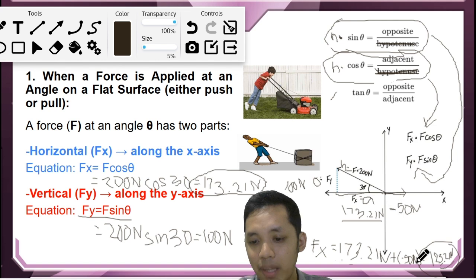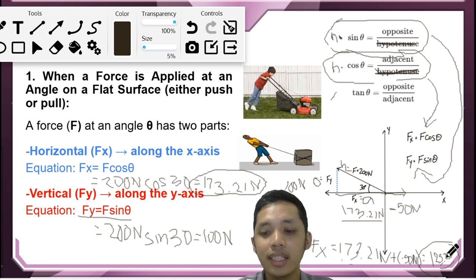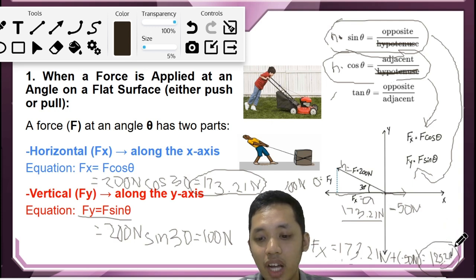But if, let's say, the friction force is negative 173.21 newtons, then our resultant vector will be 0. It means the forces are balanced, therefore it will not move. But since we have non-zero, then it will move.